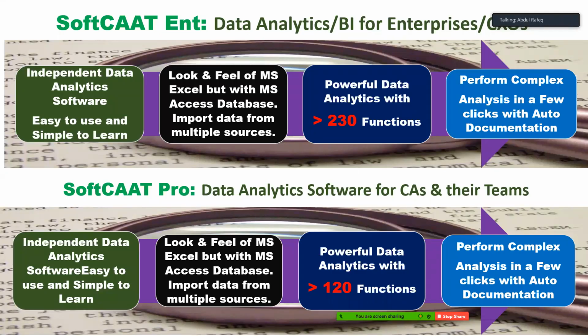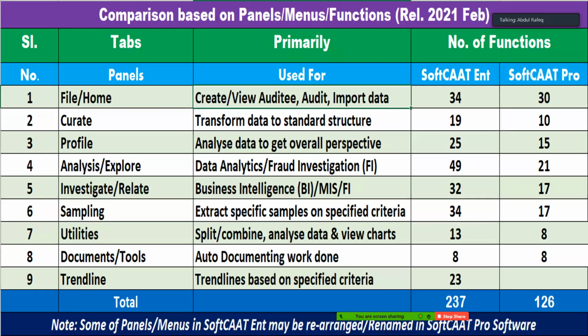Now, this gives you the comparison between the 2 versions of SoftCAAT we have got. We've got SoftCAAT Enterprise, which is data analytics or BI for enterprises. And we've got SoftCAAT Pro, which is data analytics software for CAs and their teams. The difference between the 2 is, SoftCAAT Enterprise has more than 230 functions, whereas in SoftCAAT Pro, we have kept it limited to 120 functions, which are the most widely used functions by CAs and their teams.